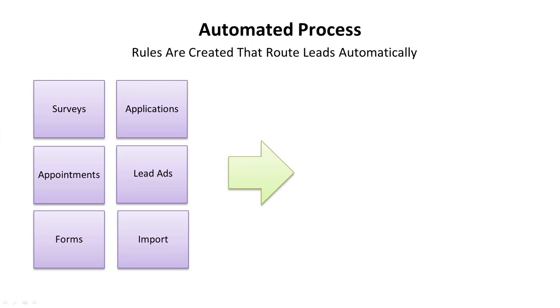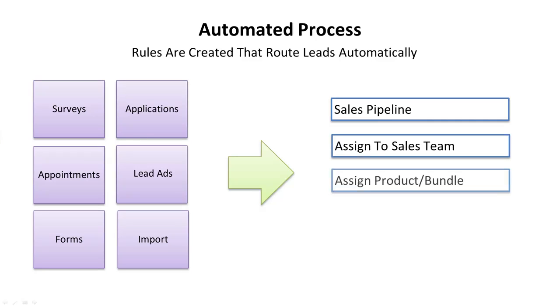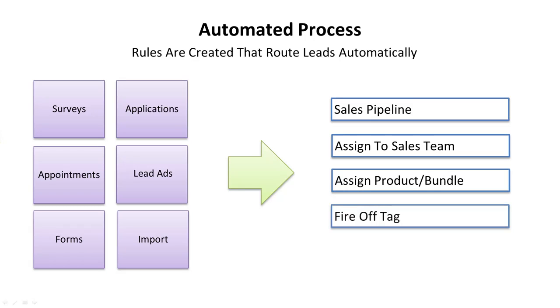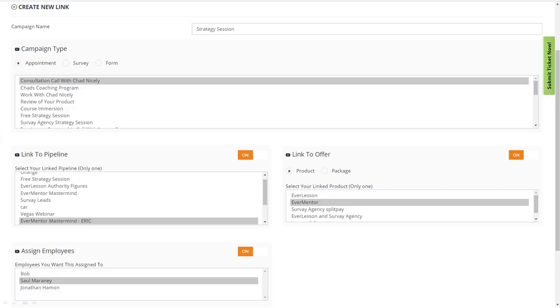And what's going to happen is we're going to set up a rule that says anytime somebody submits that survey or submits this lead ad or comes through this form or makes an appointment, go ahead and put them in the sales pipeline, assign them to a sales team, assign a product or bundle, and fire off a tag. Those are just a few of the actions that you can do. Now, this has always been a very, very complicated process in the past, and you've actually needed multiple pieces of software to do this. But with our system, it's actually very easy.